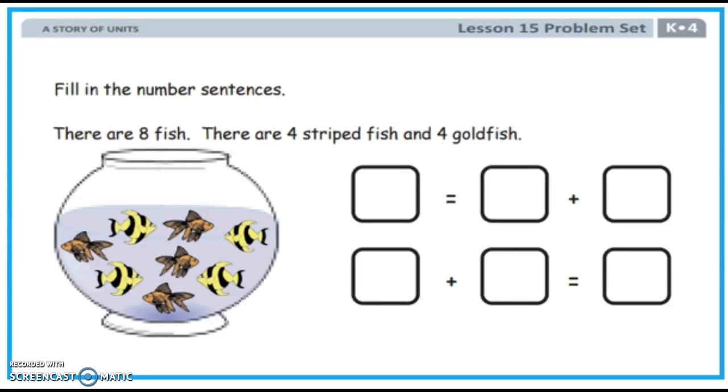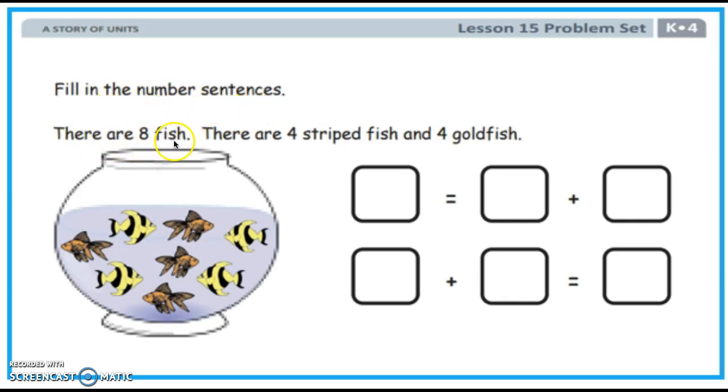Hi boys and girls, we're going to do lesson 15 problem set. The first thing I need you to do is write your name up at the top of the paper. Good job. Okay, for this first part it says fill in the number sentences.